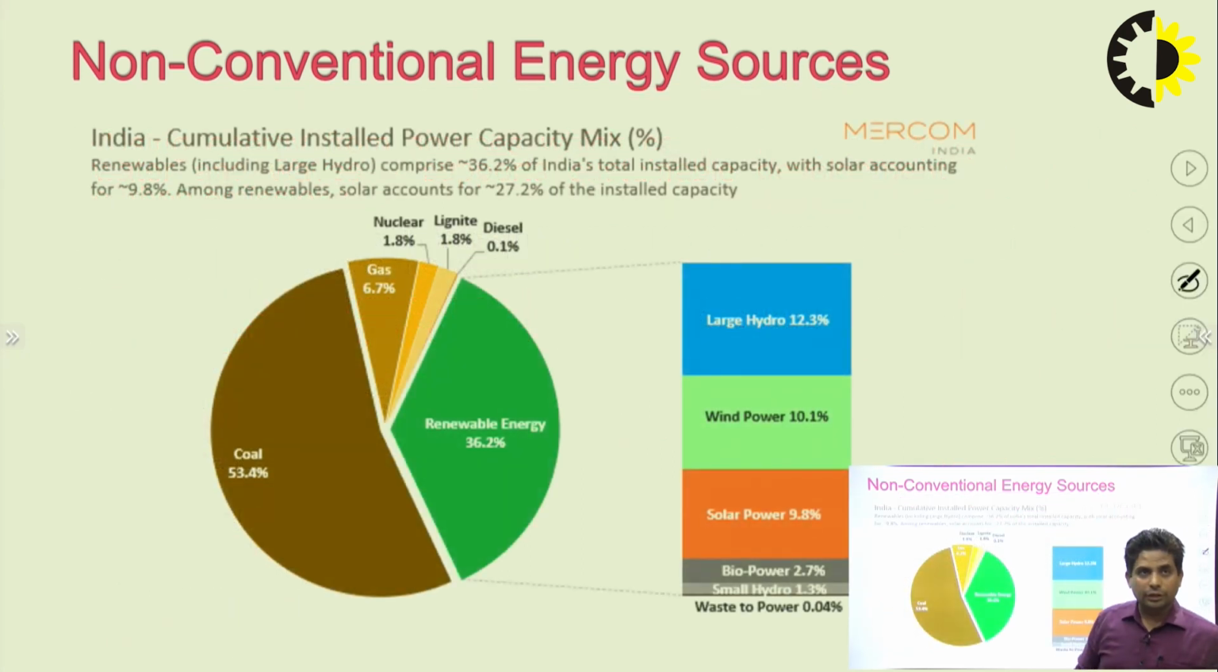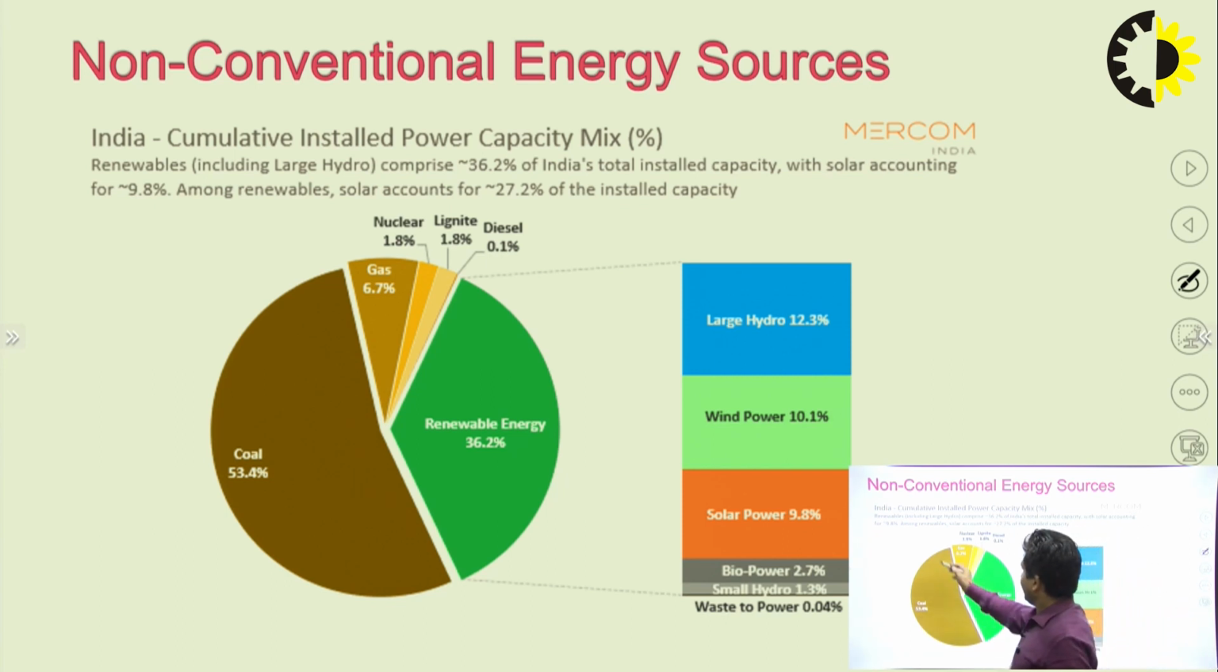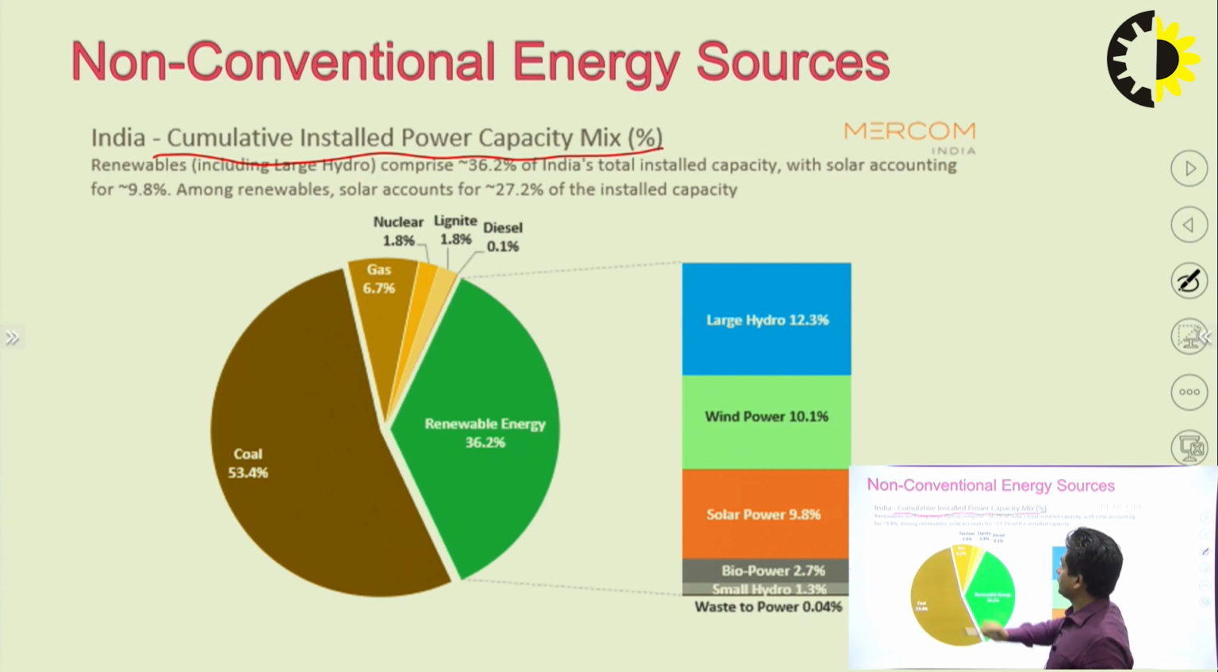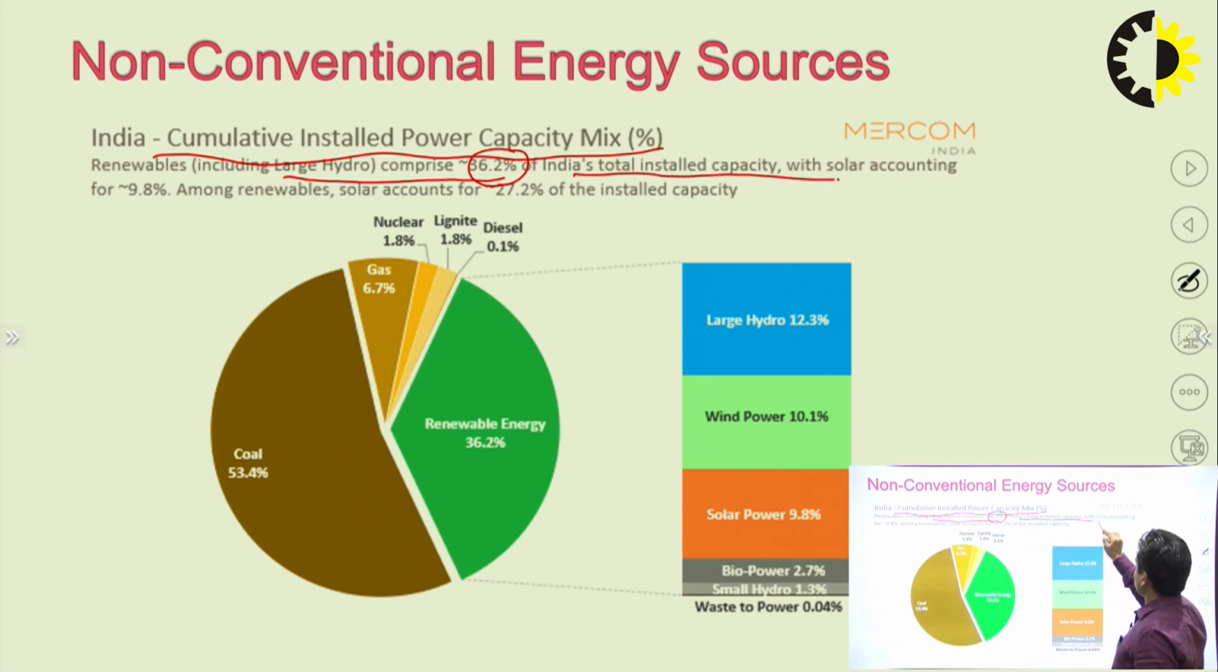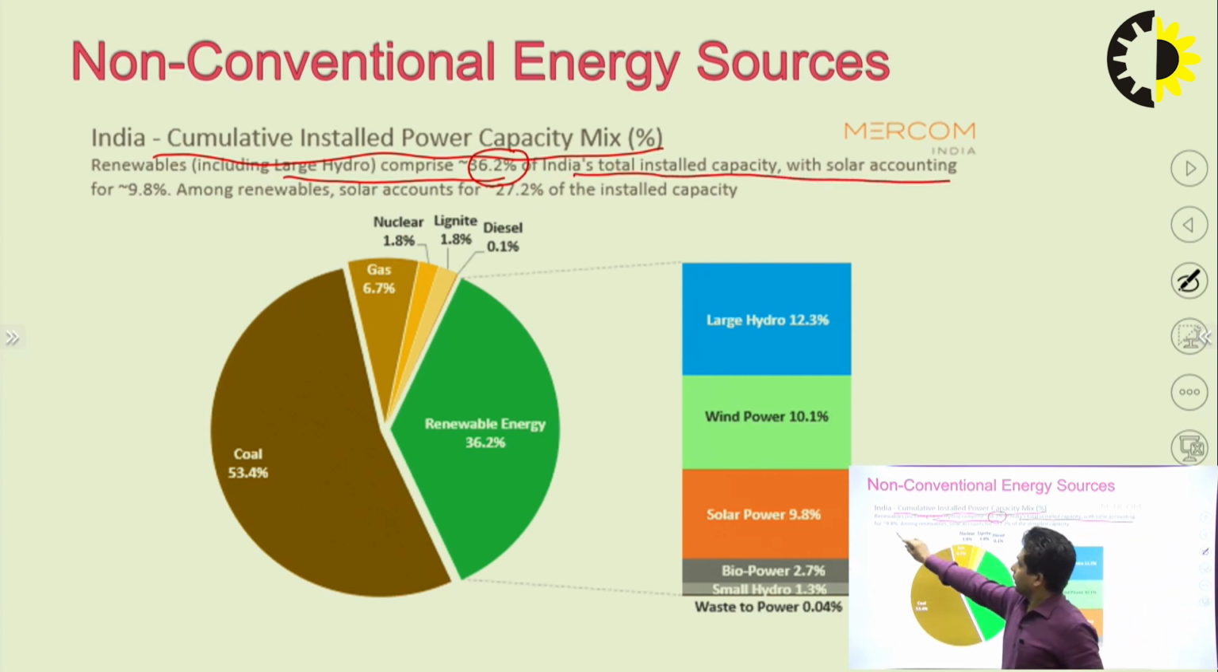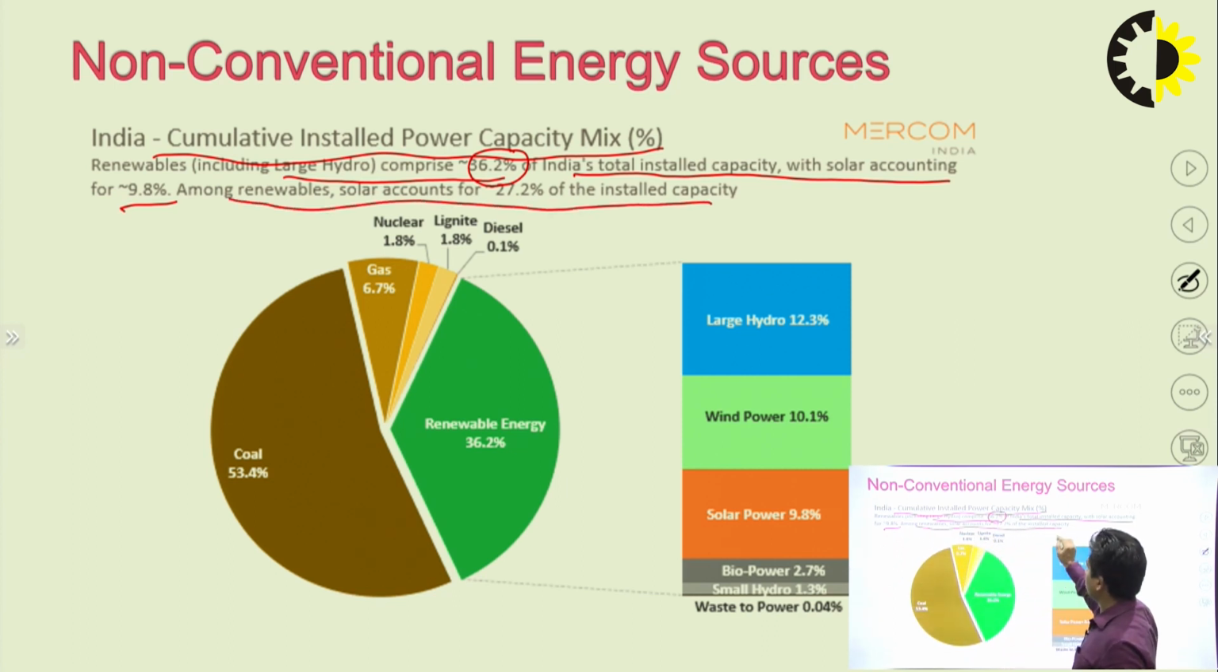So now we have seen the collaborative wave, what is the maximum percentage share of each and every resource in terms of non-conventional. As India is a developing country, most of the power, including renewable and hydro, comprises approximately 36.2% of India's total installed capacity, with solar accounting for 9.8%. Among renewable sources, solar accounts for 27% of the installed capacity.